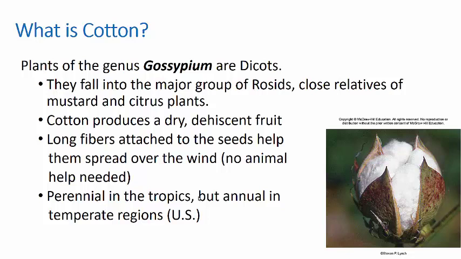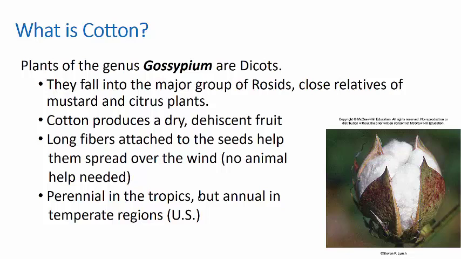Well, first off, they're dicots. All right. Well, that means that they are in Magnoliophyta. Okay, so they're flowering. They're angiosperms. They're dicots, and the group they fall into, because I love to split those dicots up into the rosids and the asterids, well, cotton's going to fall in the rosid group. And specifically, we'll learn that it falls in those malvids, which means it's closely related to mustard and citrus.